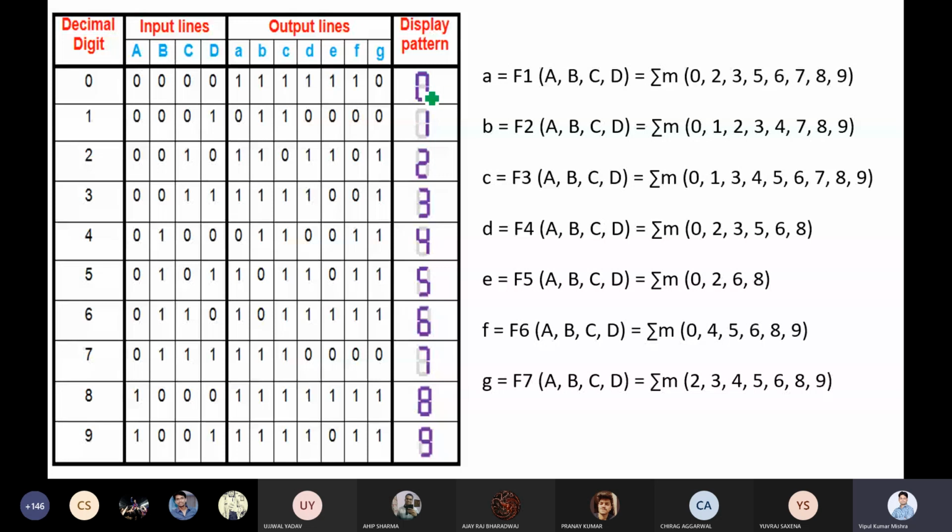Based on that, we have A, B, C, D, E, F, G, and to represent 0, we have to glow LED 1, 2, 3, 4, 5, 6; the 7th LED, the G LED, will not glow. Then it will represent 0. Similarly for 1, 2, 3, 4, 5, 6, 7, 8, 9. Any doubt on this? How to make this table? How have we prepared this truth table?